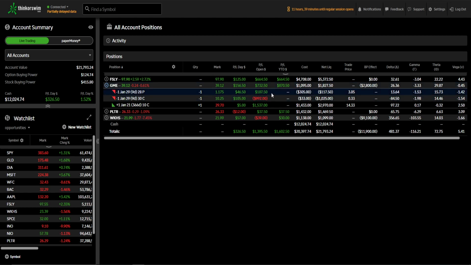I will most likely end up holding this GME put until probably right up until expiration. I think that this is solid. I don't think that GameStop is actually going to get below $28 really anytime in the future.